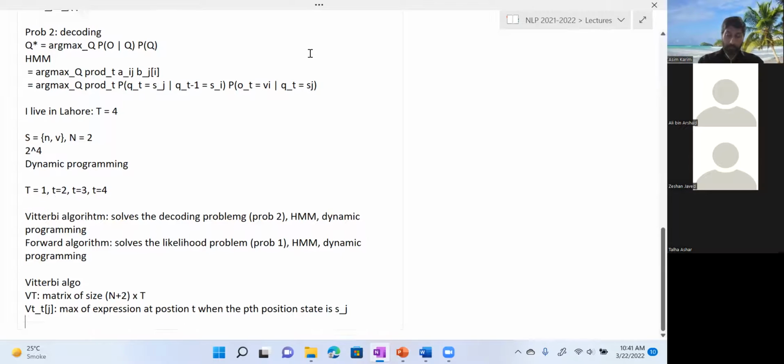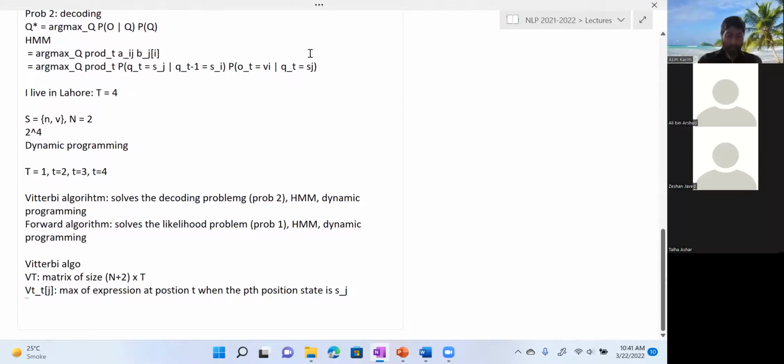So let's look at this. I have the algorithm on the slides. I also have a simple solved example. So let me quickly go over the algorithm and then we will look at the solved example.